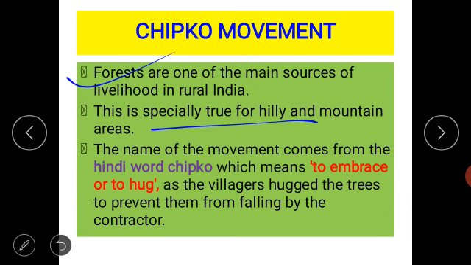This is especially true for hilly and mountain areas because there is a lot of forest cover in such areas. The name of the movement comes from the Hindi word chipko, meaning to embrace or to hug the tree whenever contractors are cutting the trees. So that is called the Chipko movement. The villagers hugged the trees to prevent them from being felled by the contractors. At that time people used to hug the plants. That is called the Chipko movement.